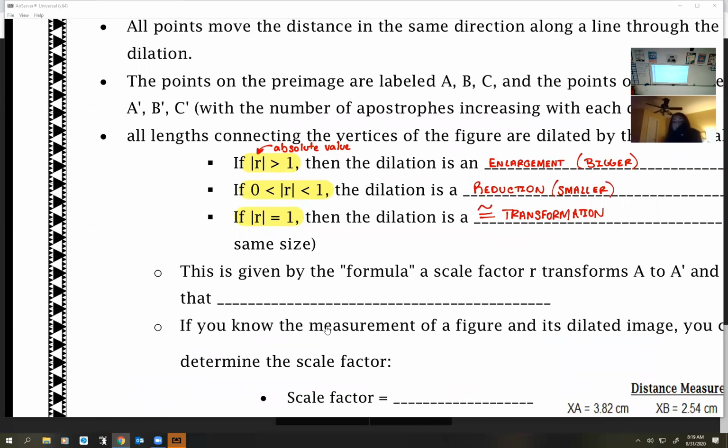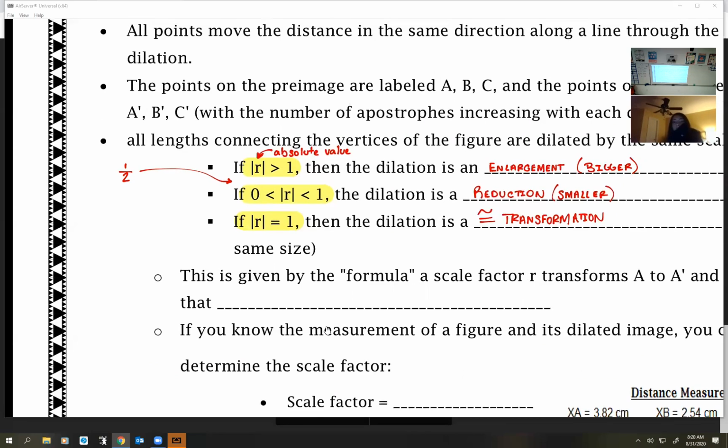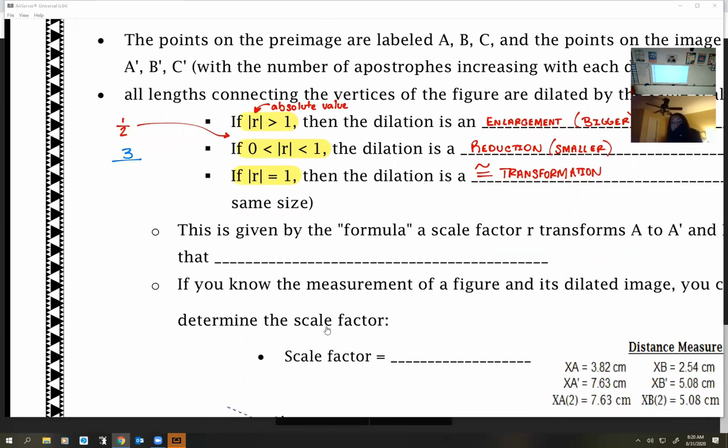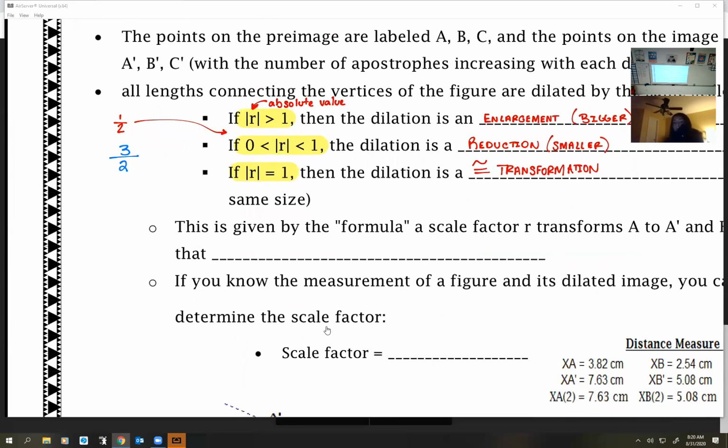So if I told you 1/2, would that be an enlargement or a reduction? It'd be a reduction because it's between 0 and 1. In the same idea, what if I told you 3/2? Enlargement or reduction? What's that? Why?